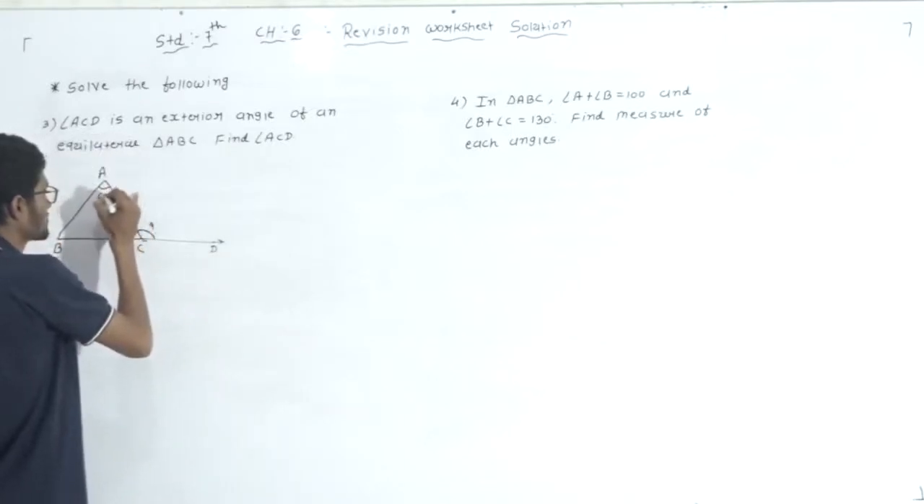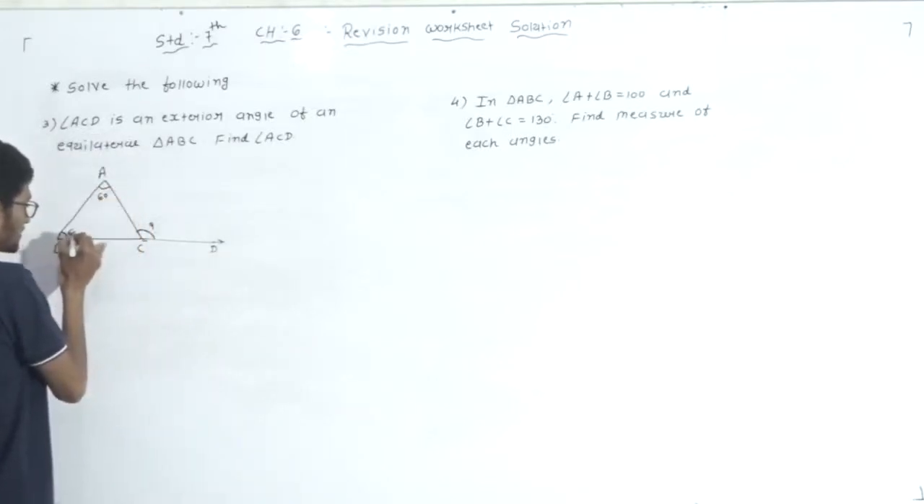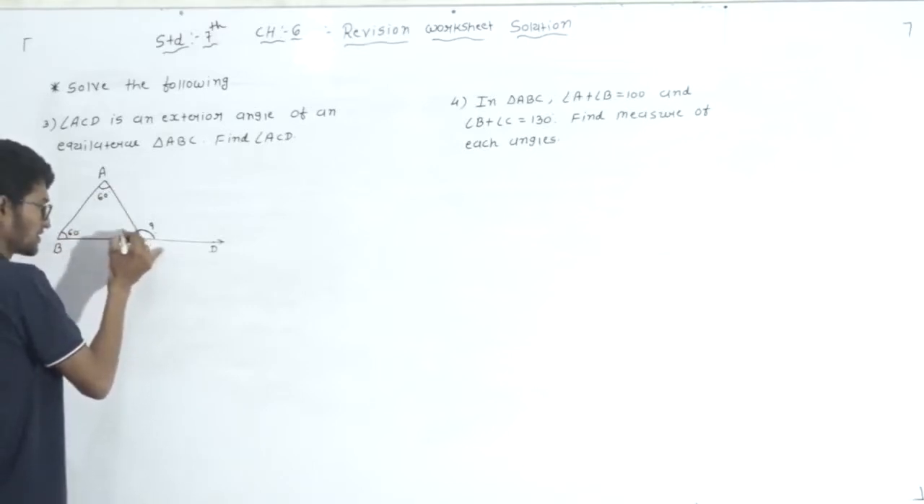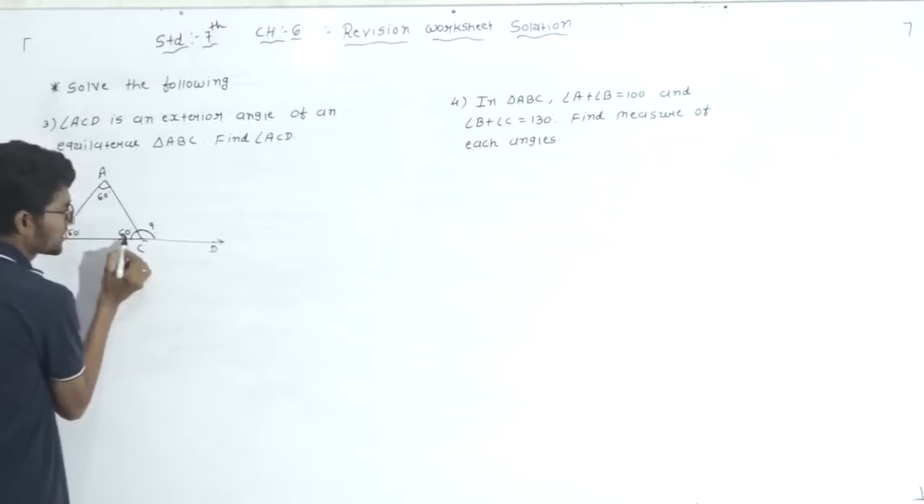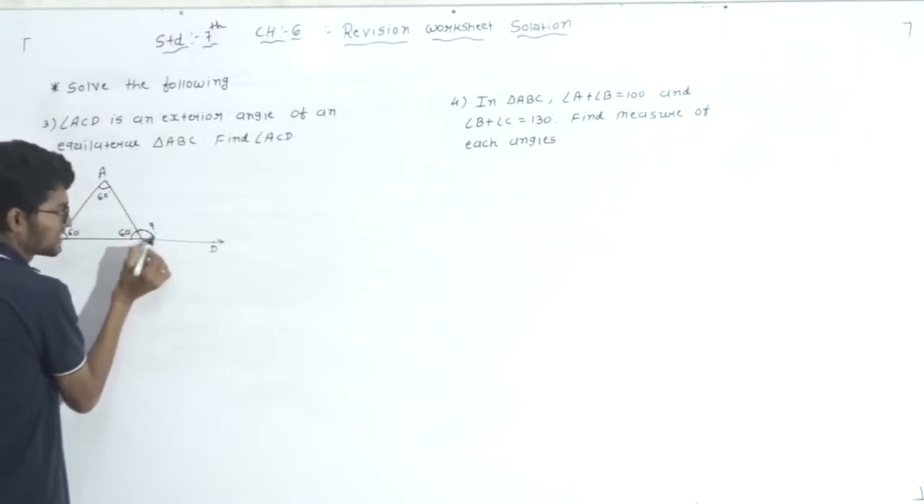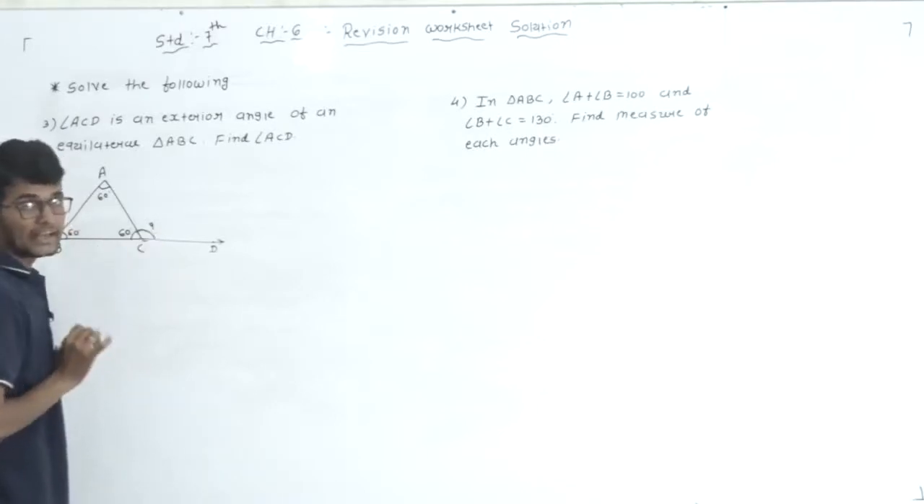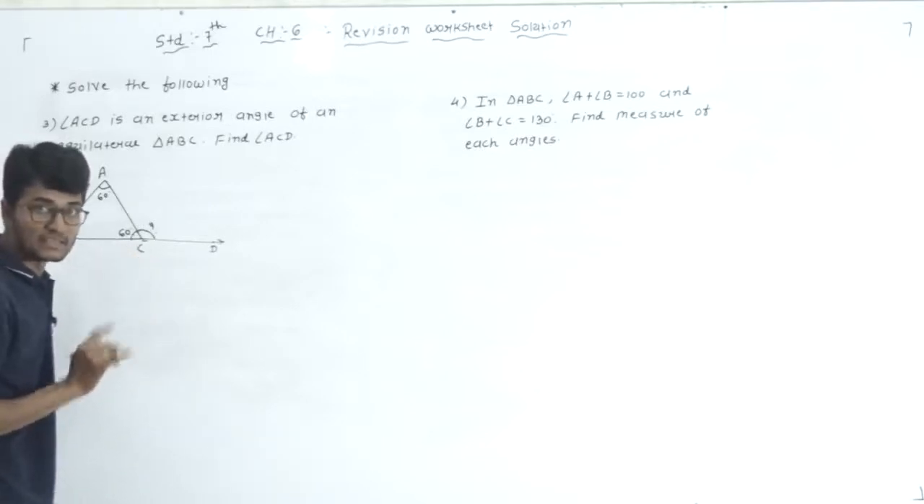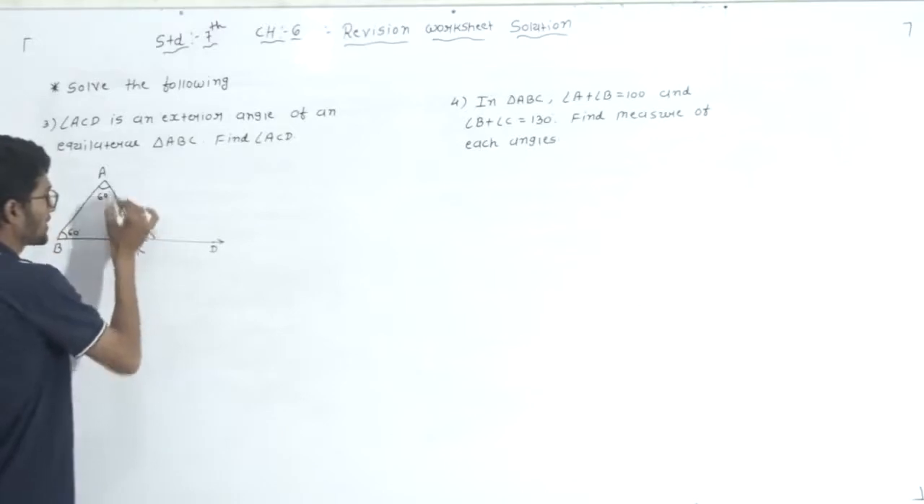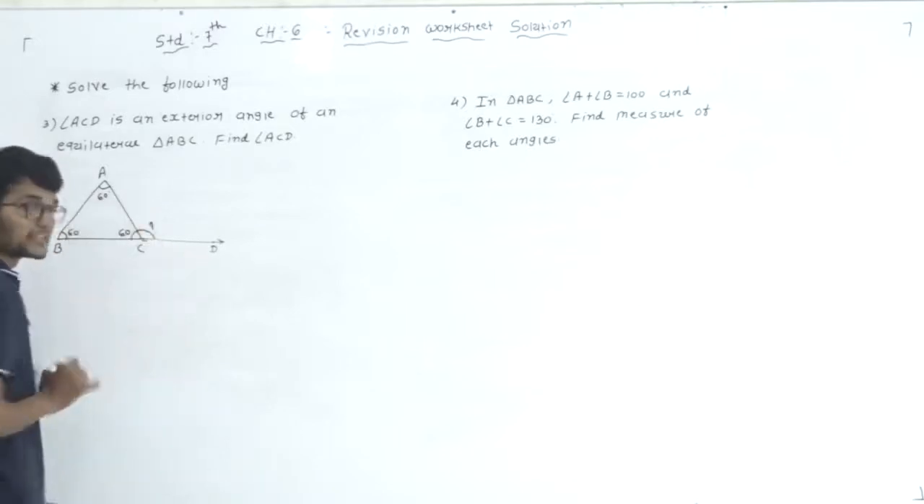It means this angle is also 60, interior angle, this angle also 60, and this angle also 60. This angle is 60 degrees, but in interior. This angle is the exterior part of triangle ABC, and this one is the interior part of triangle ABC. Understand? Now we have to find the exterior angle, this means angle ACD.